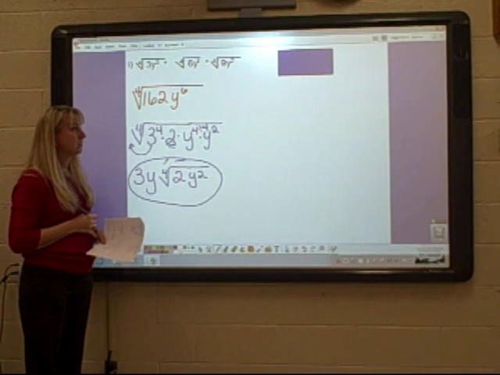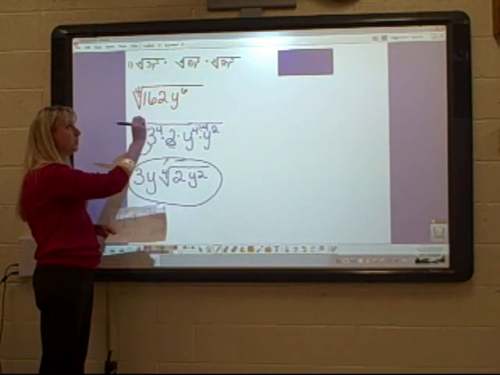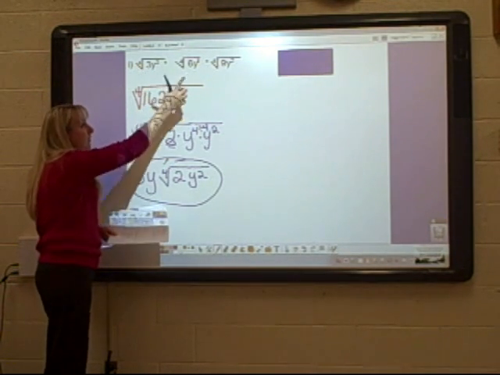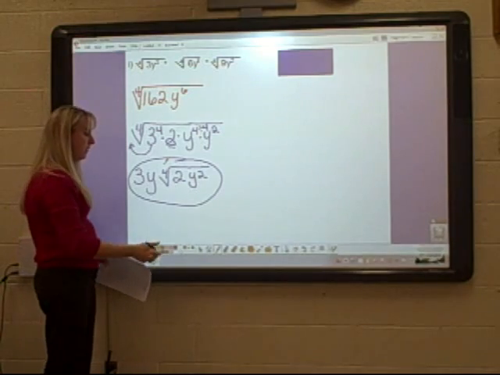Alright, so that's multiplication. Multiply if you can, but they have to have the same index in order to multiply them. And then simplify.